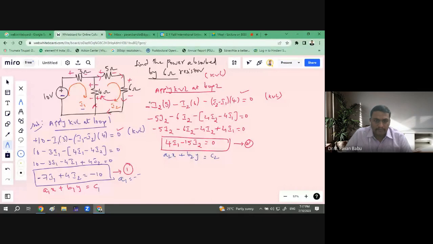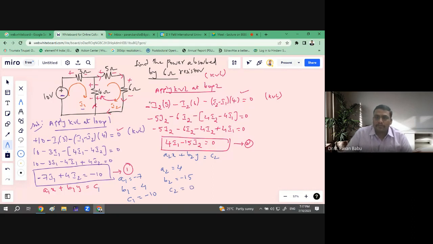For the time being, from this, a1 equal to minus 7. Have a note somewhere so that I can share the calculator screen, and you can just dump the values. And b1 equal to 4. And c1 equal to minus 10. Coming to equation 2, a2 is 4, b2 is minus 15, and c2 equal to 0.